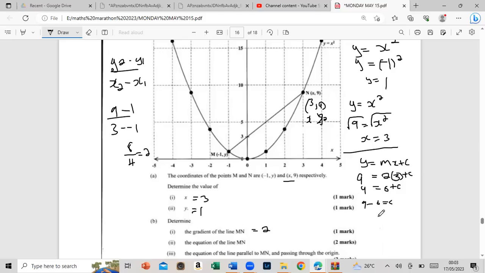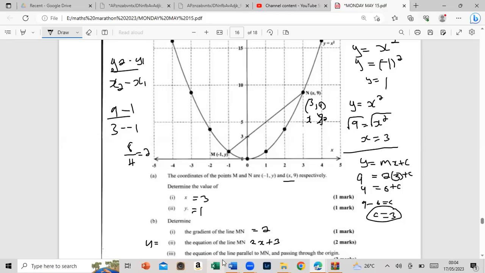That was actually showing on the graph. So the equation, with a gradient of 2, is y equals 2x plus 3. And we have to have y at the front.